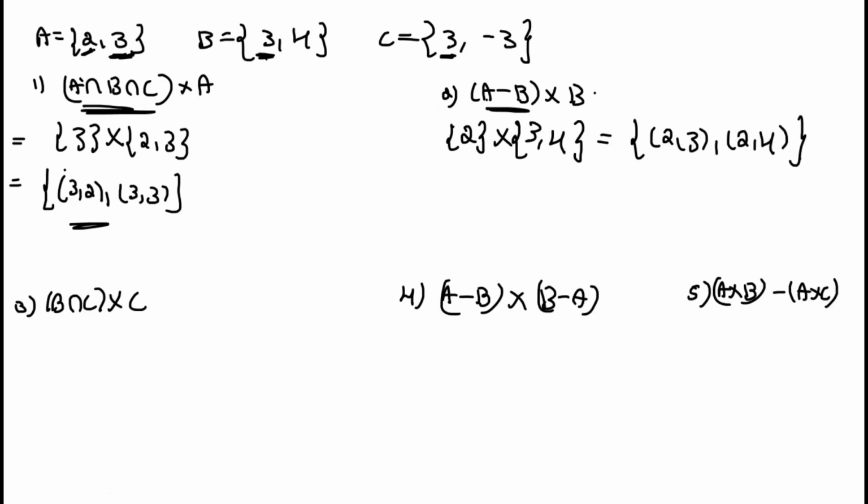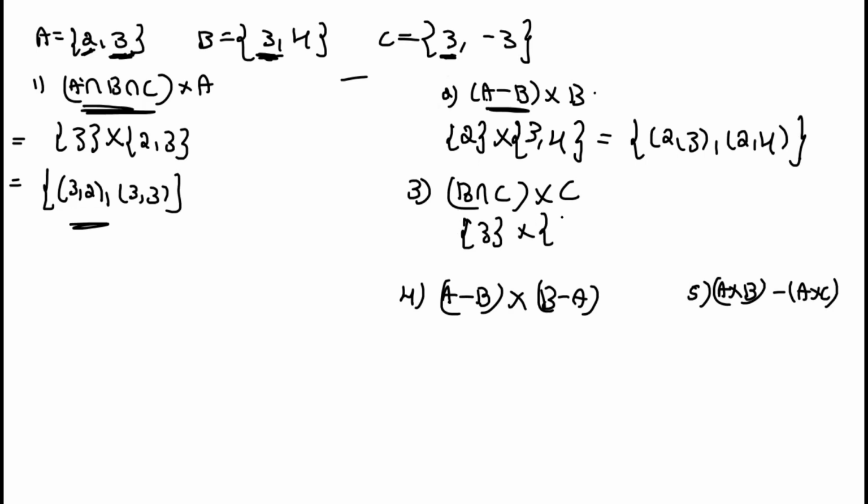Okay. Now take the third question. What's the third question? B intersection C cross C. Okay, here given, right? Third question is B intersection C cross C. So first calculate B intersection C. B intersection C means common elements in set B and set C. What is the common element? Here you can see 3. Here also you can see 3. So here common element is set {3} cross set C. Set C is {3, minus 3}. Okay, what you will get? Ordered pairs (3, 3) and (3, minus 3). Okay, it's a Cartesian product.